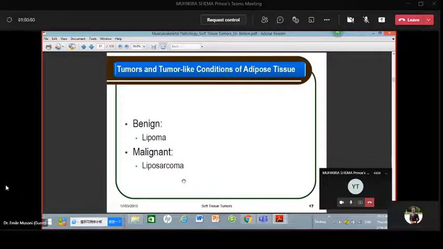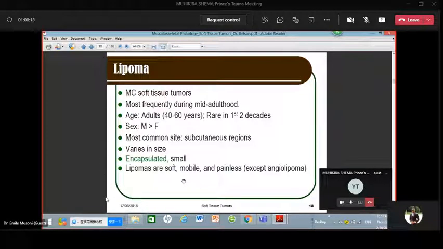So for other tumors, you can have benign and malignant tumors. For example, when you go to adipocyte, lipoma is the most common, and there is liposarcoma. Lipoma is the most common soft tumor of the adipocyte tissue. They said age between 40 to 60 years. The most common site is the subcutaneous region, and it is encapsulated and small.